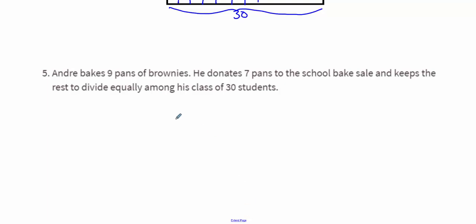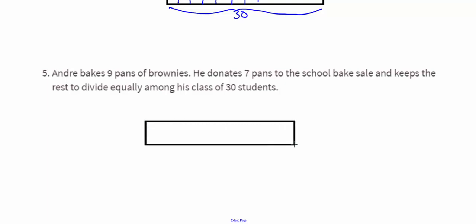Okay, let's go down to the last one, number 5. Andre bakes 9 pans of brownies. He donates 7 pounds to the school bake sale and keeps the rest to divide equally among his class of 30 students. All right. So he makes a total of 9 pans of brownies. So this represents the 9 pans of brownies.